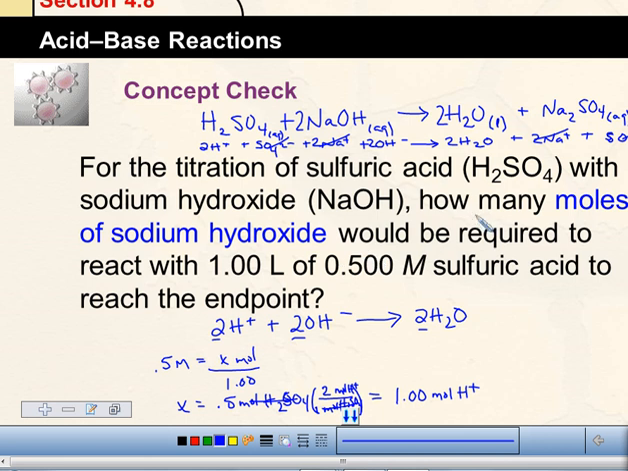Again, the question: how many moles of sodium hydroxide would be required to react with this? So I'm just going to do a stoichiometry problem now. I have moles of hydrogen. I want to find moles of hydroxide. And so I can just continue on here and say for every 1 mole of hydrogen, I would react with 1 mole of hydroxide. You could also put 2 and 2 in here. Obviously the ratio is still a 1-to-1 ratio. Your moles of hydrogen cancel.